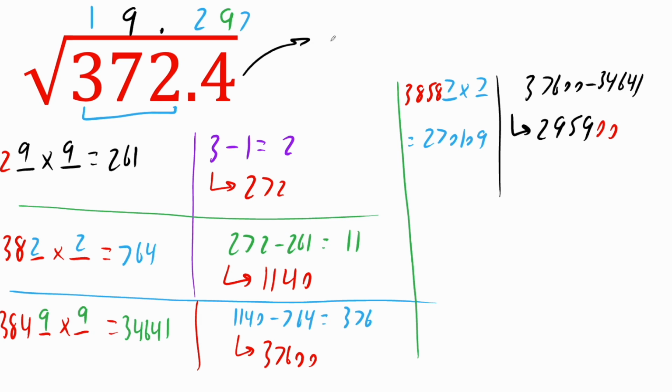Now, if you actually use the calculator, you're going to get 19.297668825, and so on. So again, everything has been correct, 19.297. If we went again, we would get our 6.